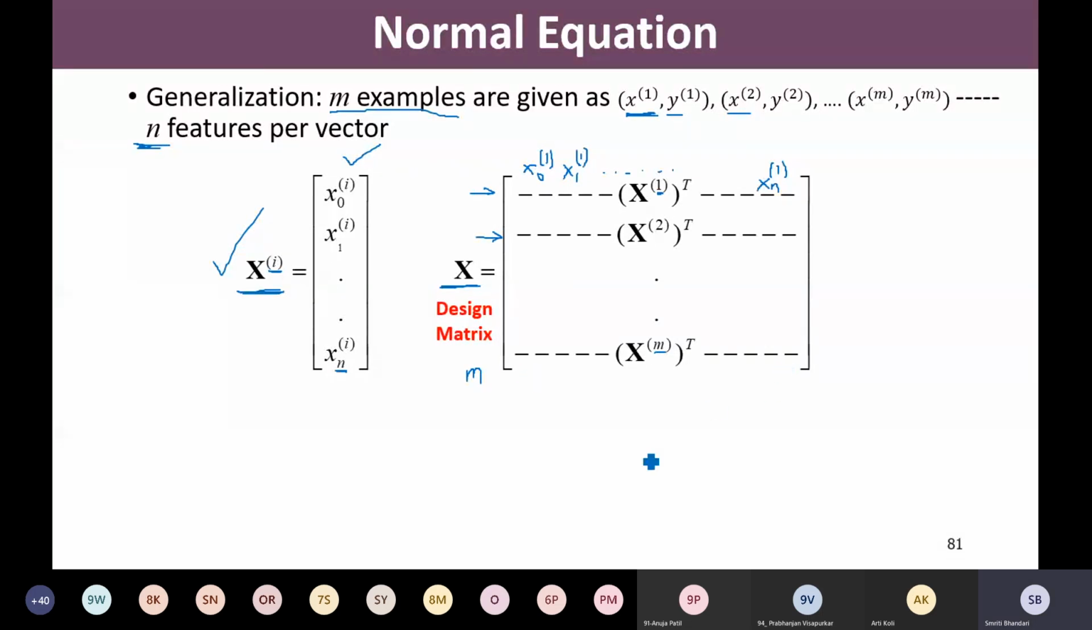Got it? So in my design matrix, we have m rows. And how many columns? Obviously, we have n plus 1 columns. Got it?